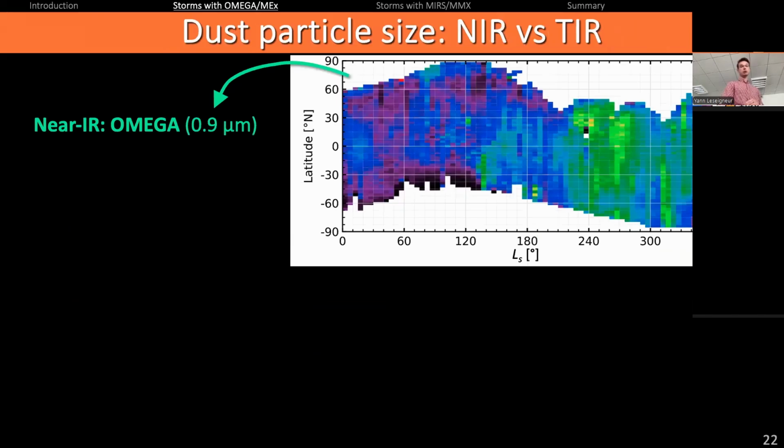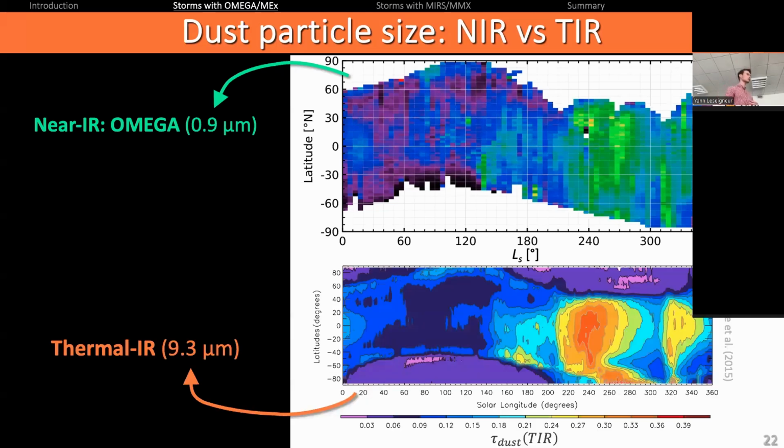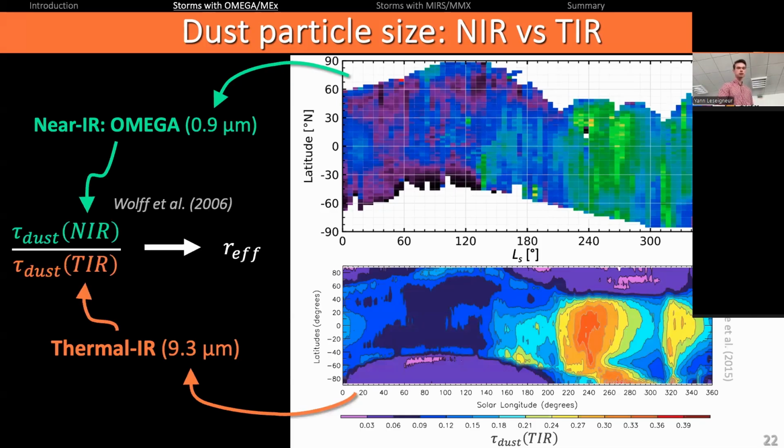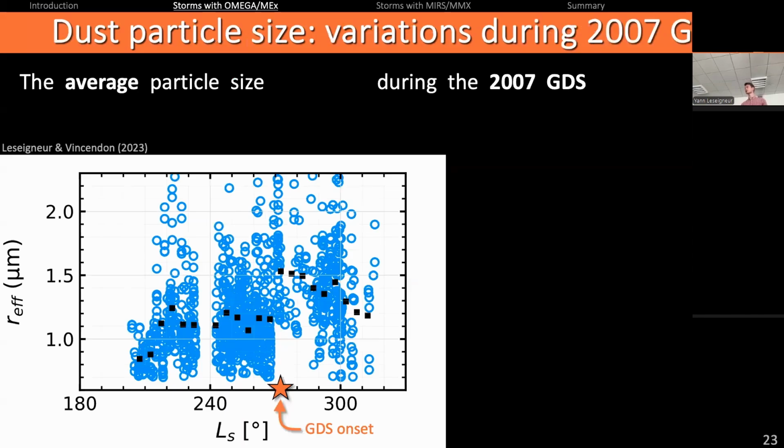Okay, so I also wanted to reconstruct this kind of diagram that I presented during the introductions, the latitude versus solar longitude, to compare it to the thermal infrared measurements, as we can see here. And by comparing these two kinds of measurements in near infrared and in thermal infrared, we can evaluate and estimate the dust particle size.